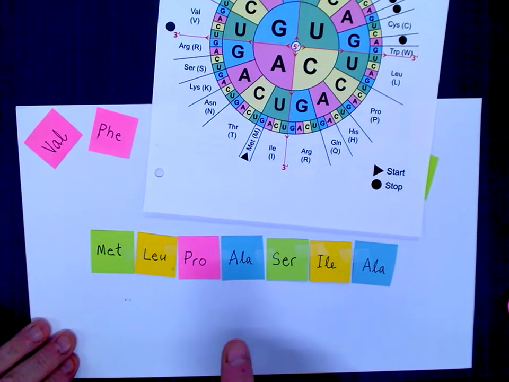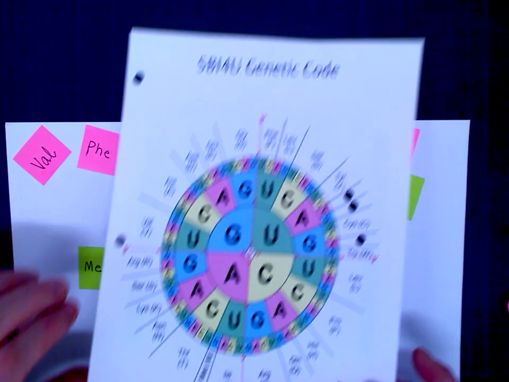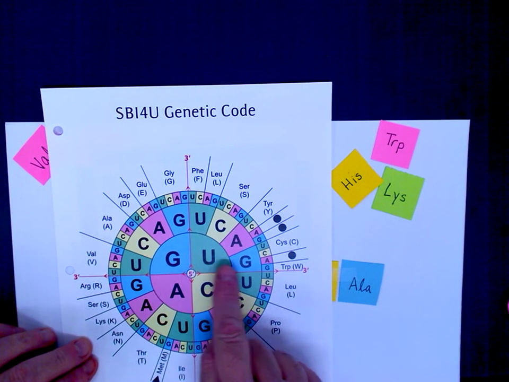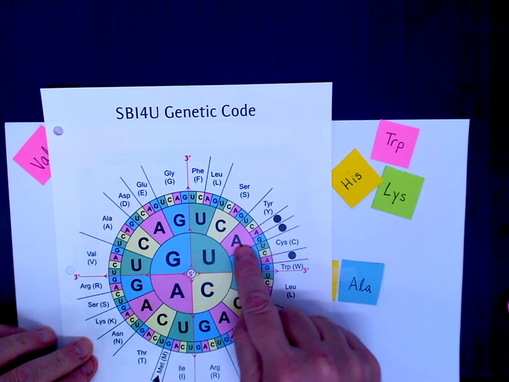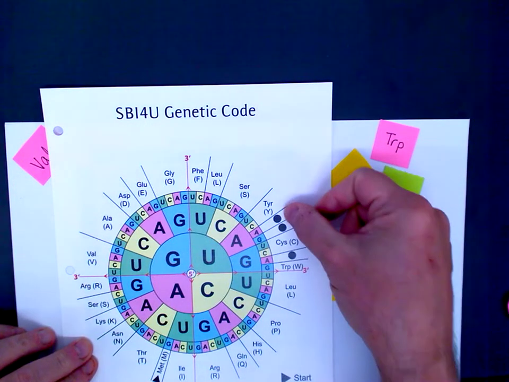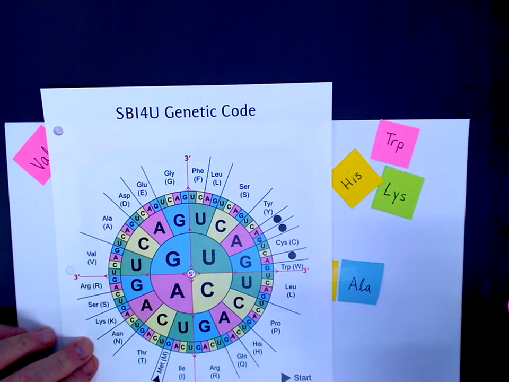What's interesting is that the start codon, unlike the stop codons, doesn't code for anything. The stop codons are UGA, UAG, and then UAA. That's what they are. The stop codons literally don't have an amino acid equivalent. That's it. They're just stops.